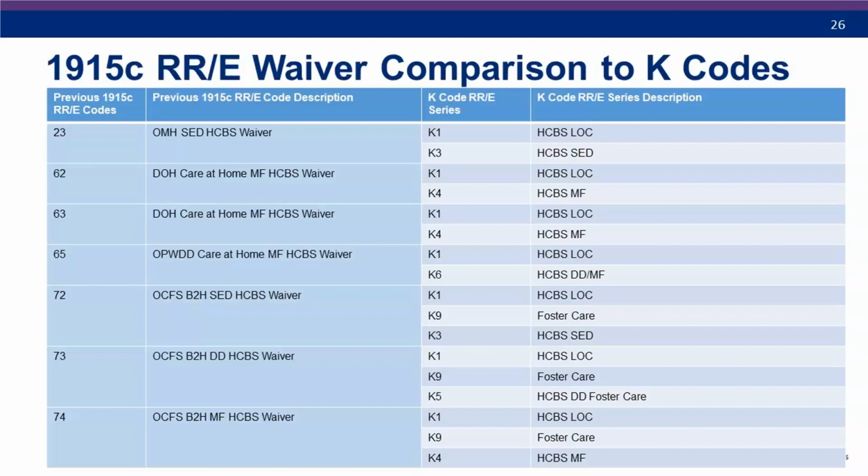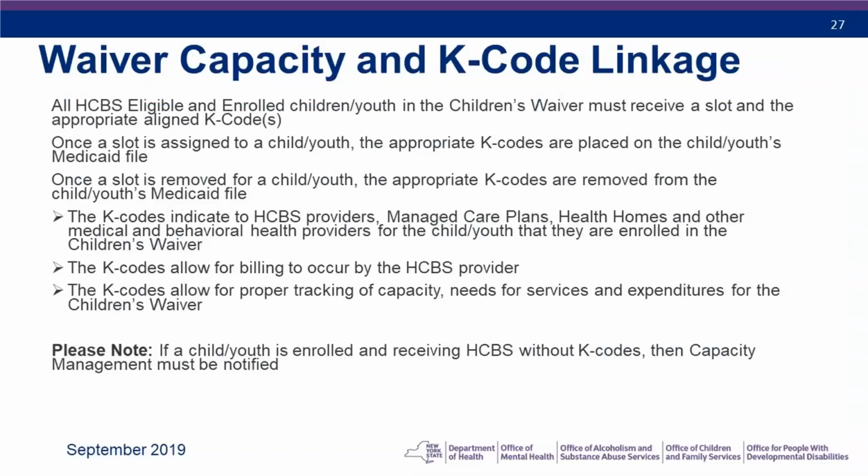In the previous waivers, they would have one RE code. Now with K codes, a child could have multiple K codes, but every child who is in waiver needs a K1 right now, because that shows that they're HCBS eligible. So again, you may say to yourself, well, why do they need this?